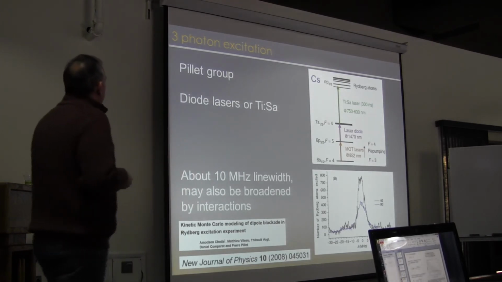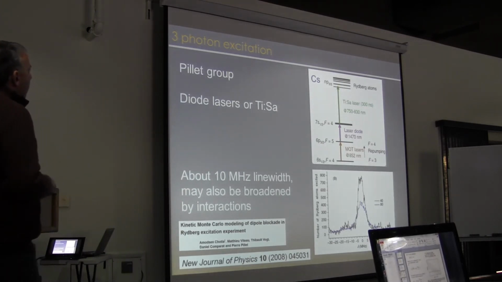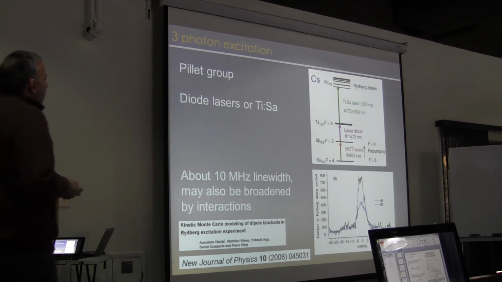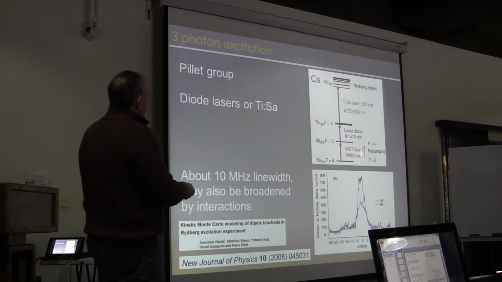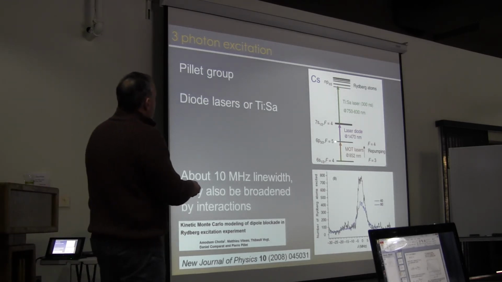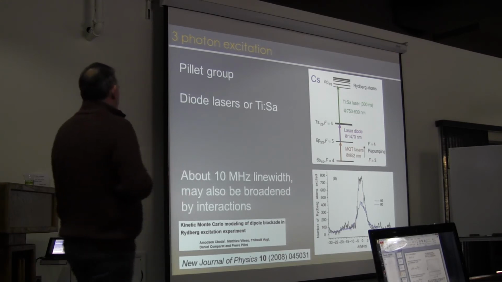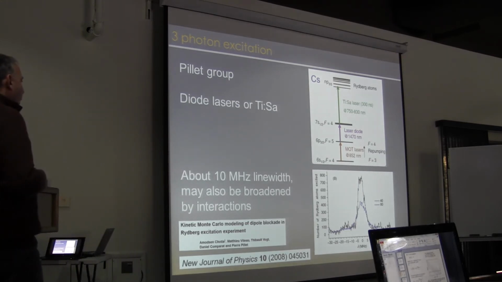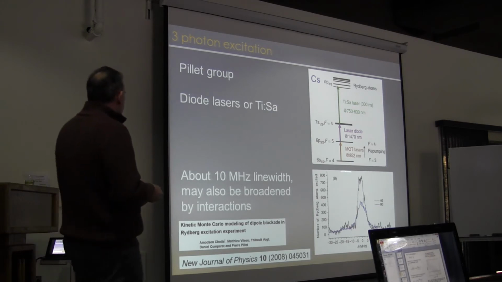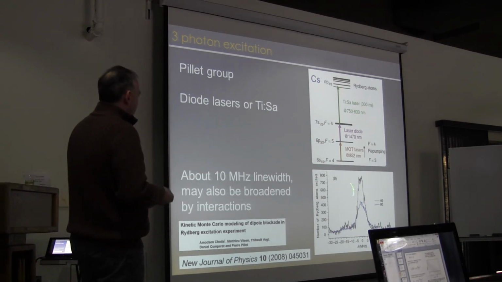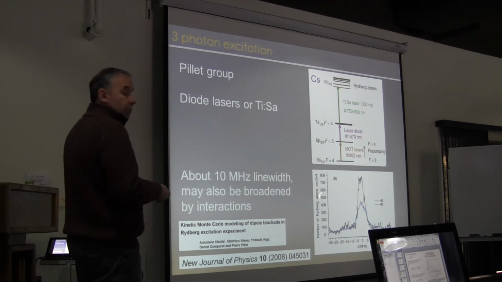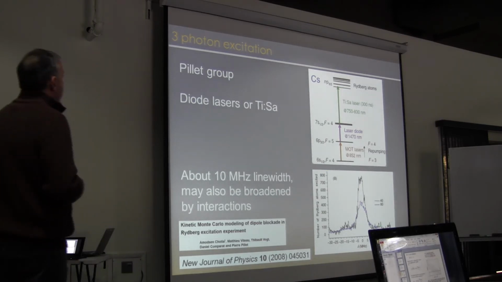So here's an example of an experiment from Pierre's group in cesium. They used the laser at 852 nanometers to go up to the first resonance level, an infrared laser diode to go up to a 7S state, and then a near-infrared Ti:sapphire laser to go up to the Rydberg states. For this experiment, they observed about 10 megahertz linewidth, and this was substantially broadened by interactions in this case.